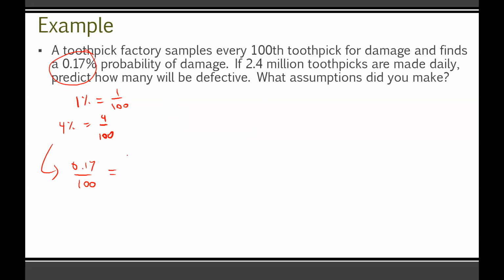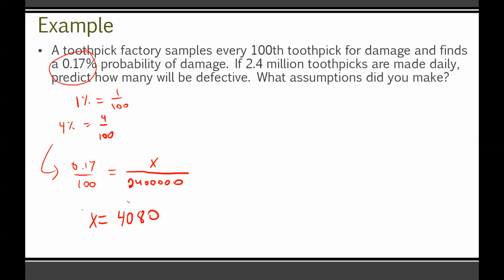We want to see how many will be defective. Notice there's 2.4 million toothpicks being made daily. Those are going to be our total number of toothpicks. We want to find how many are defective, so I'll put that as our X on the top. To solve for this, we just need to multiply by 2.4 million on both sides. So 2.4 million multiplied by 0.17 and then divided by 100. You might want to type this in a calculator just to make sure that you got this. If you need to pause, go for it. The answer I got is 4,080.